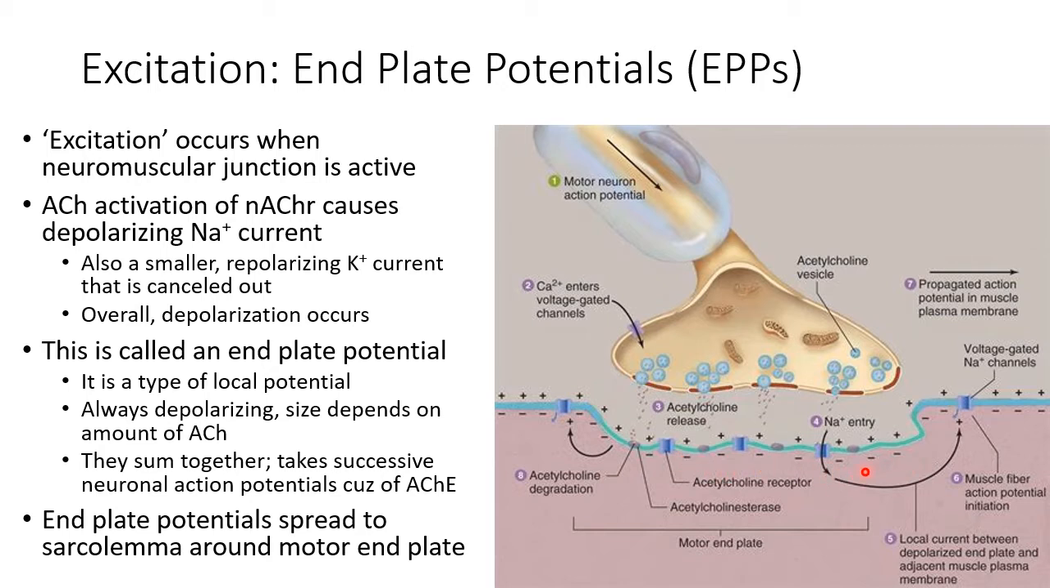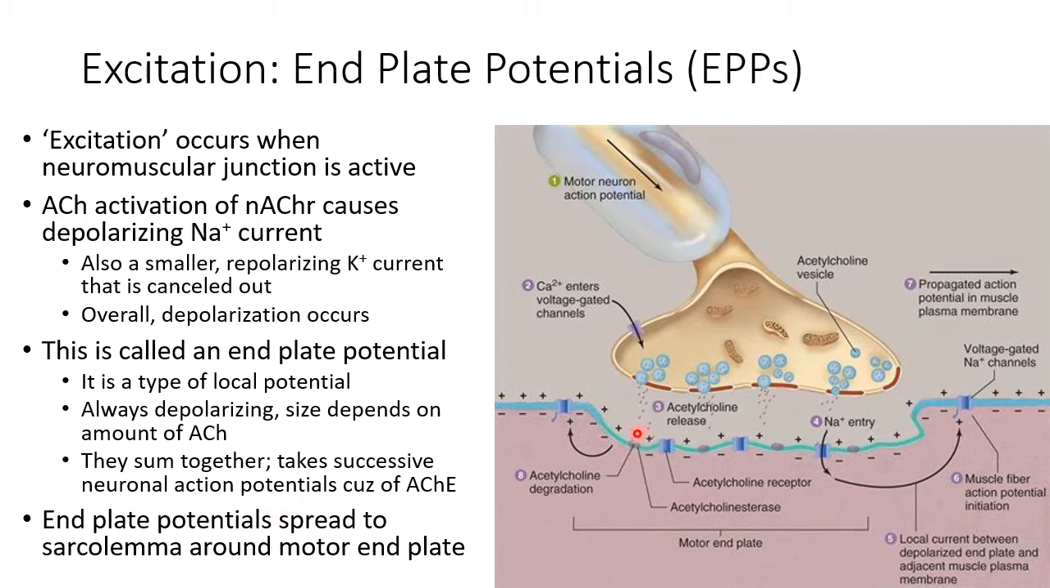Those end plate potentials are going to spread as the sodium ions diffuse to all sides. It would actually be like 3D, like a circle. When they get to the regular sarcolemma, so when they get away from the motor end plate part of the membrane, then they will open voltage-gated sodium channels, and that kicks off an action potential, which would be the next phase of muscle contraction, excitation-contraction coupling. So the excitation phase begins when you have the action potential arriving at the motor neuron, and it ends when you have end plate potentials triggering an action potential.